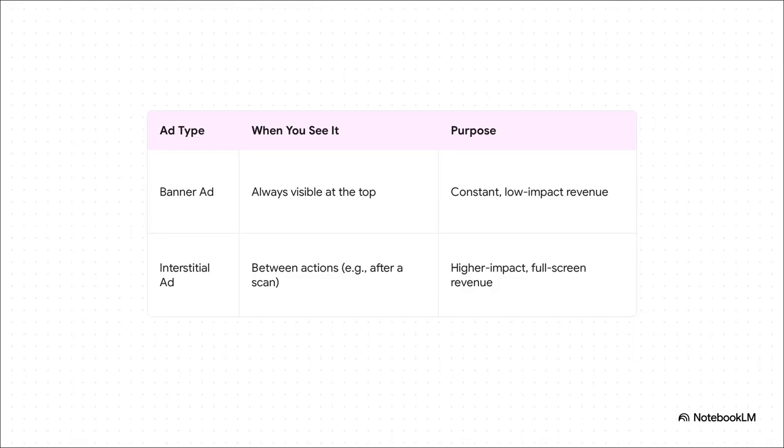So the answer is ads. The app uses two main kinds. First, you've got the banner ad. It's that little strip that just kind of sits at the top of the screen. It doesn't pay much, but it's a constant, steady trickle of income. Then you've got the big one, the interstitial ad. That's the full-screen ad that pops up after you do something, like right after you scan a code. Yeah, they're a bit more in your face, but they also bring in a lot more revenue for the developer.